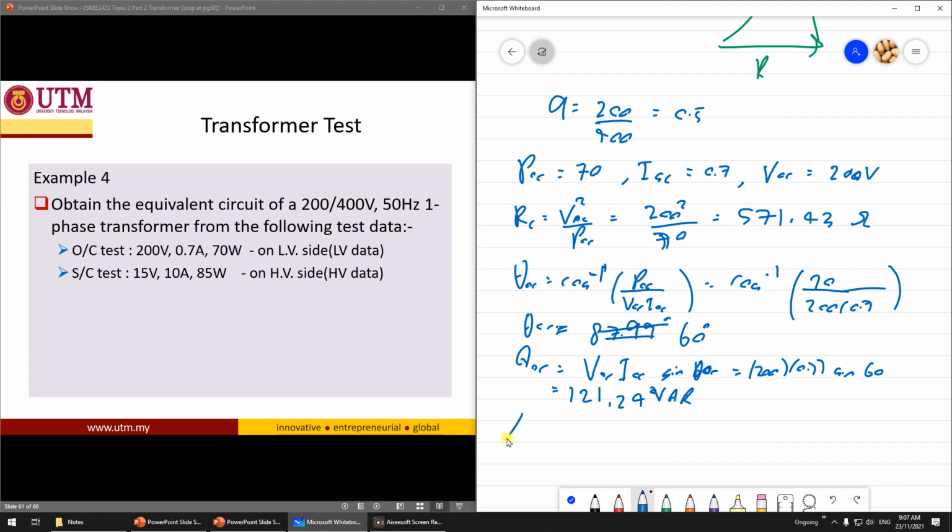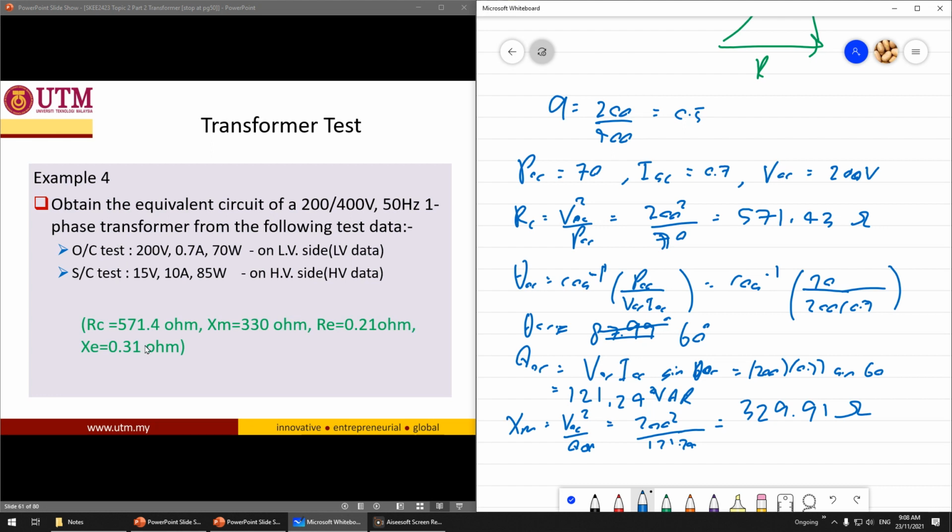Okay, and lastly XM is equal to VOC squared divided by QOC. So equals to 200 squared divided by 121.24 equals to 329.91 ohm. Okay, so this is XM. So basically from the open circuit test you can determine the resistance. So you can see here 741.43 and 329.91. Okay, that is for open circuit test.